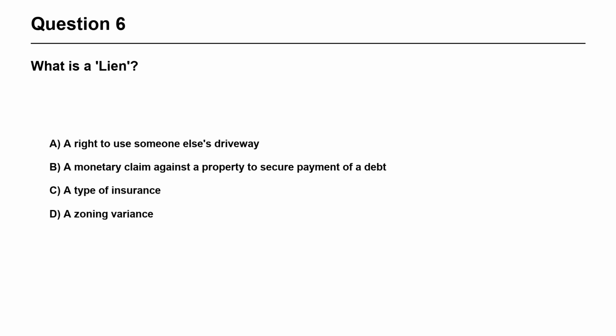Question 6. What is a lien? A, a right to use someone else's driveway. B, a monetary claim against a property to secure payment of a debt. C, a type of insurance. Or D, a zoning variance. The correct answer is B, a monetary claim against a property to secure payment of a debt. Liens are financial encumbrances that allow a creditor to force a sale to recover debt.